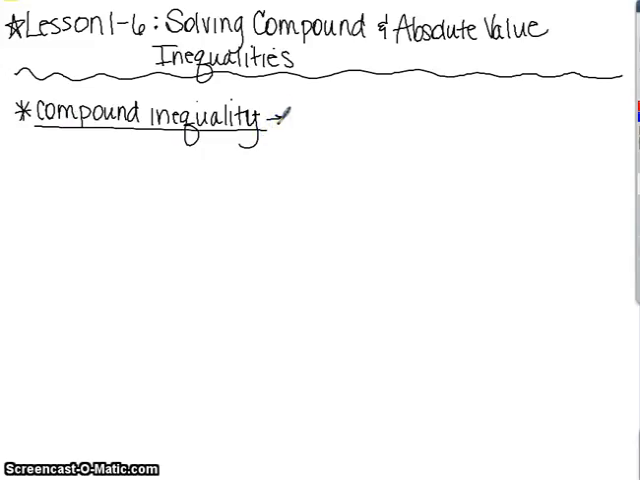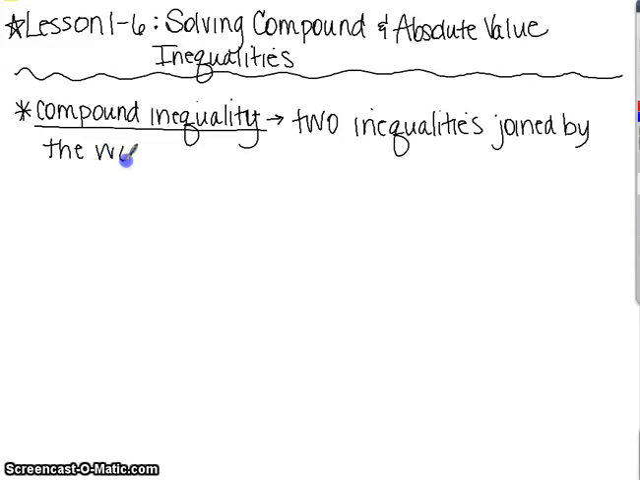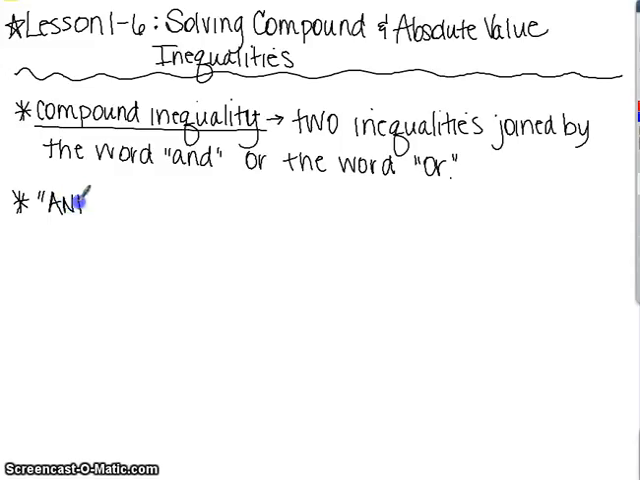A compound inequality is described as two inequalities joined by the word and or the word or. Okay, so we're going to be looking at both types of these. Let's start out with the quote-unquote and inequalities.